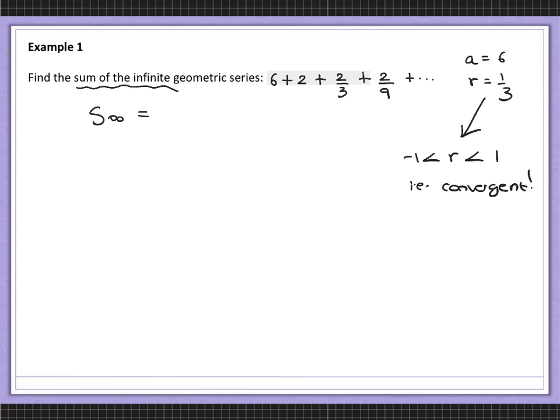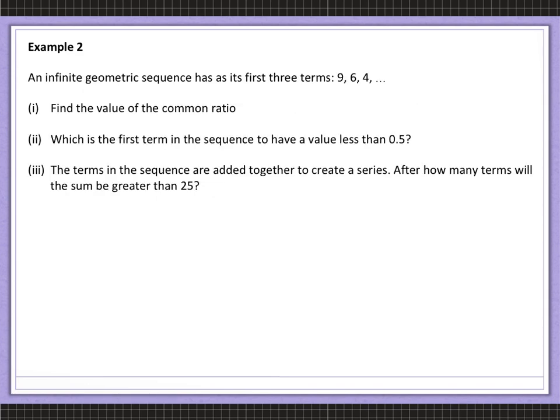So S infinity is equal to a over 1 minus r, which is equal to 6 over 1 take away 1/3, which is equal to 6 divided by 2/3, which gives us a value of 9. So the terms here will, as you add more and more of them together, the sum will become closer and closer to a value of 9. And again, if you want to check that on your calculator, you can set it up to do so, or on a spreadsheet, and you'll see that convergence.